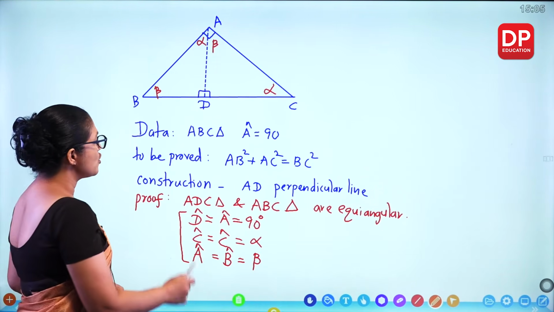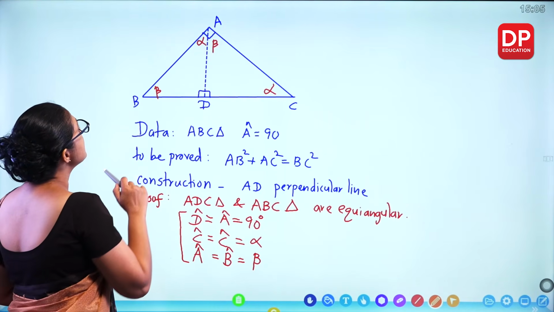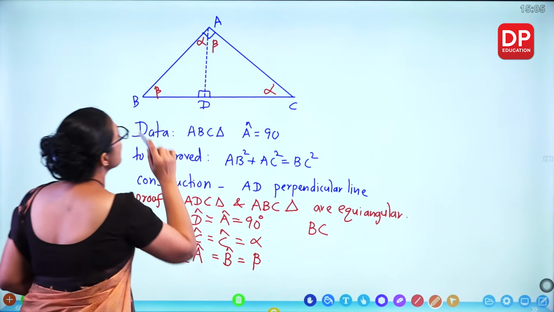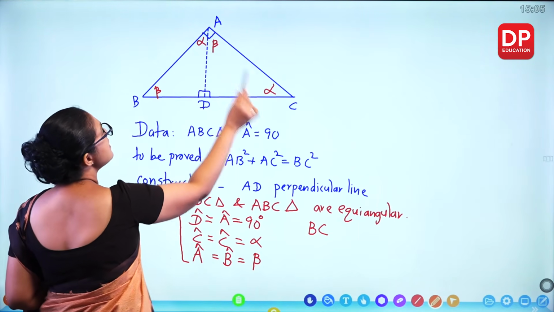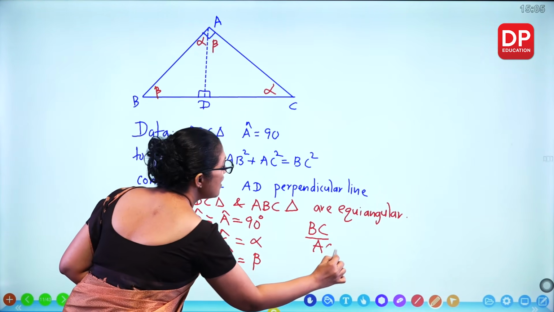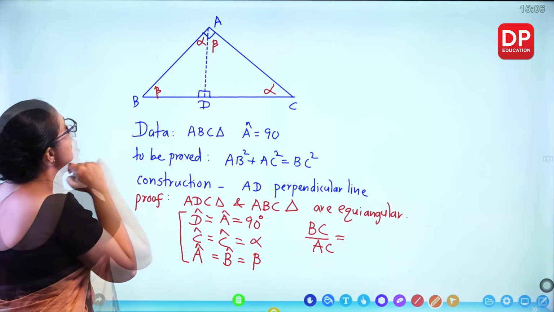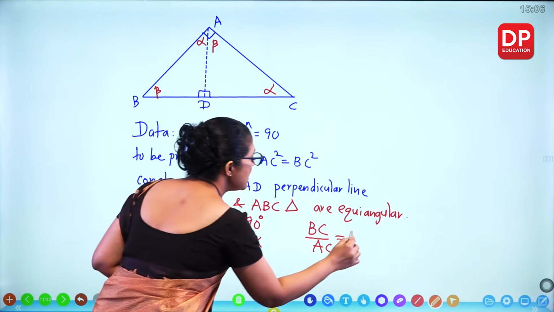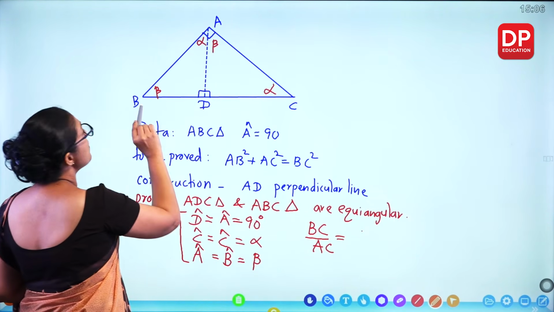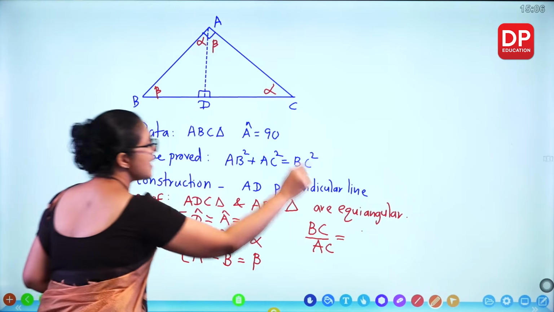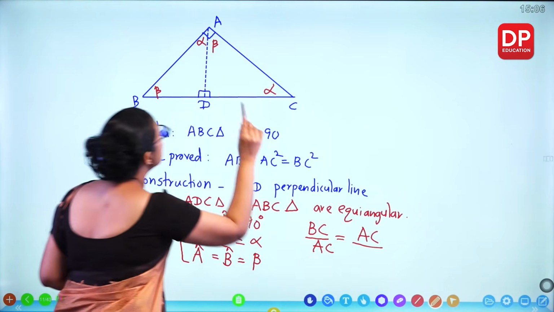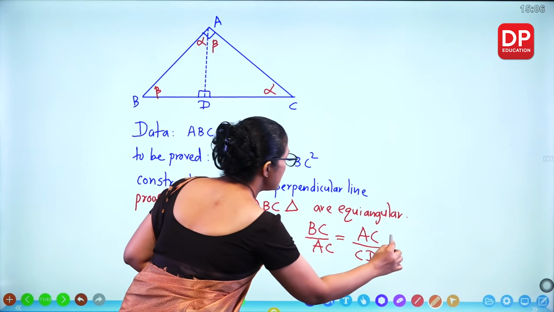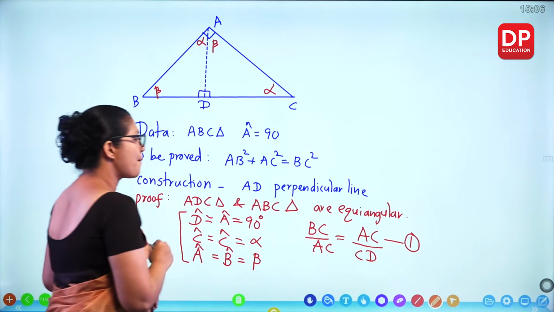So for the corresponding ratios, we take opposite to the 90-degree angle, BC. Then opposite to the 90-degree angle is AC. That is equal to, we'll take opposite to the beta side. That's CD. Opposite to the beta side for the bigger one, that's AC. And here the beta side for this one is CD. So this is my first equation.